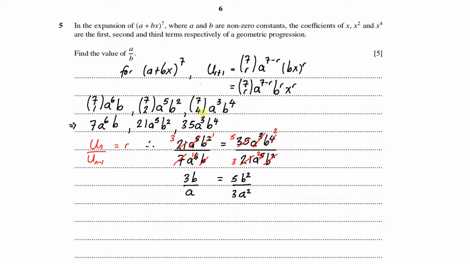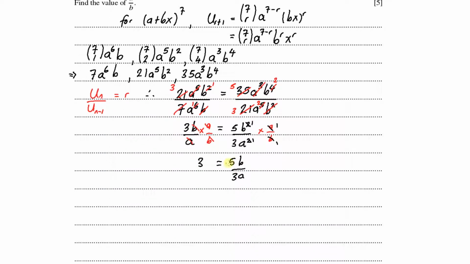So what I'll do here is I'll multiply both sides by a over b. And if we do that, then here we cancel out, so we're left with 3. And here, dividing b into b squared, we get b to the power 1. So we have 5b. And a into this, we get 3a.